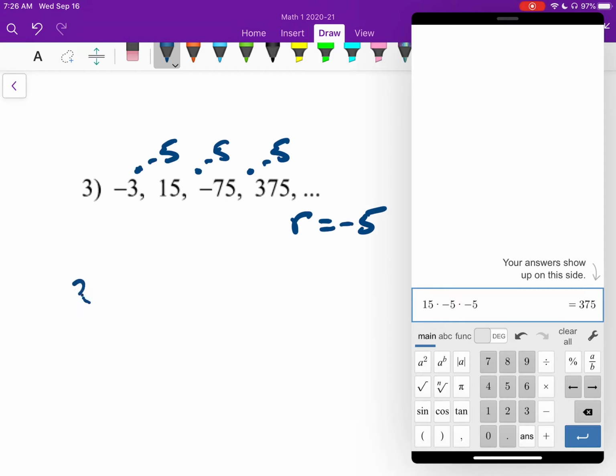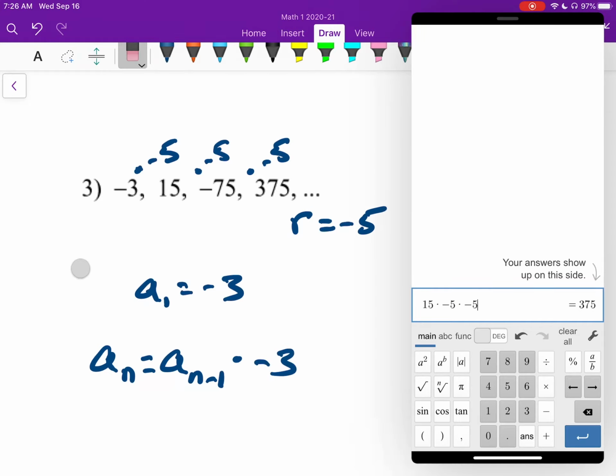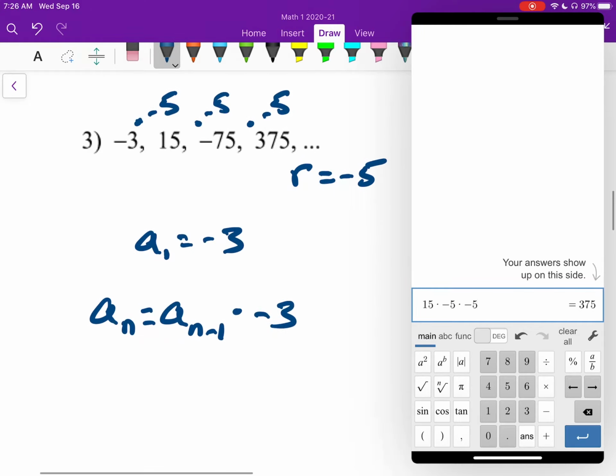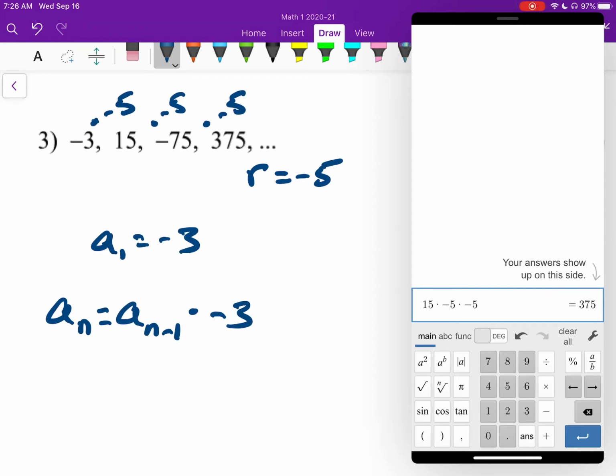Our first term is negative 3. And then we have to plug into our recursive formula. A sub n is a sub n minus 1 times negative 3. Oh, not negative 3, excuse me, I'm sorry. That should be a negative 5, because the rate goes right here. I accidentally grabbed a sub 1.